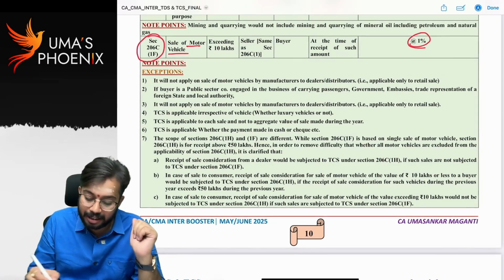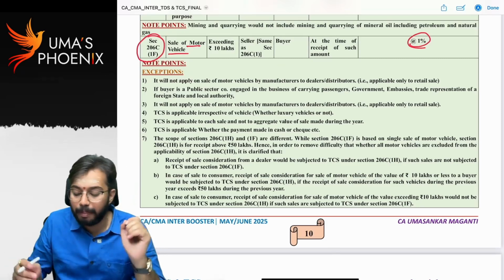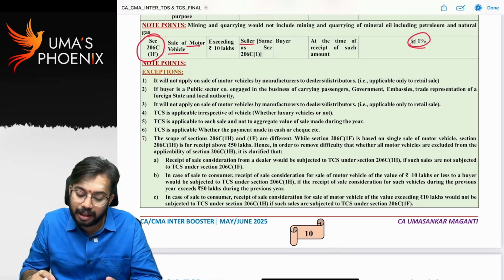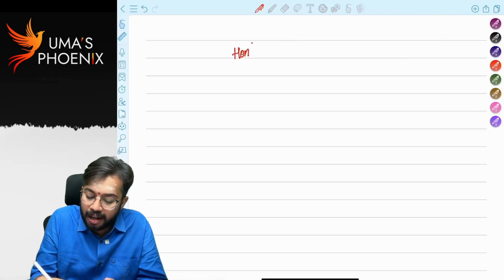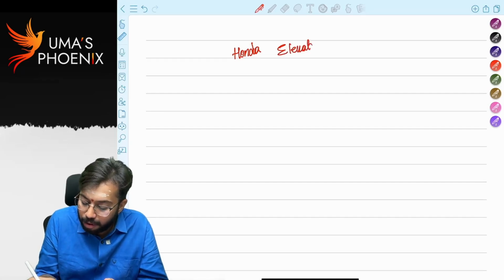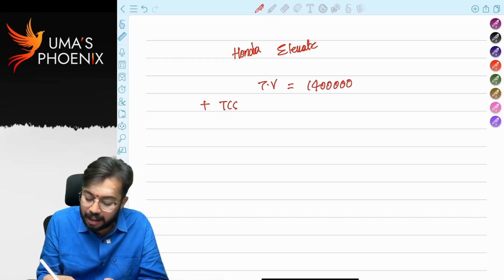Who will collect TCS? Seller will collect TCS. From whom will TCS be collected? From the buyer, TCS will be collected. Let's say I purchased a Honda Elevate car. Let's say the taxable value of this car is 14 lakhs. Now, along with 14 lakhs, I am required to also pay TCS at the rate of 1%.